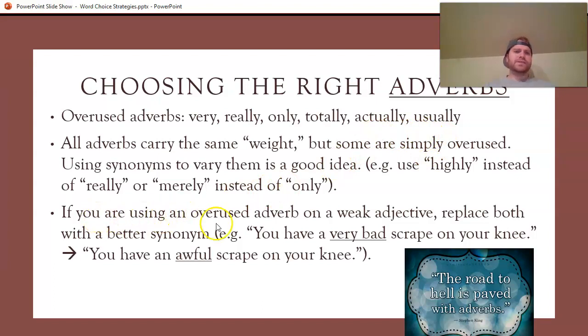Something to think about too. Let's say you're using an overused adverb on a weak adjective at the same time. One strategy to try is to replace both with a better synonym. So let's say your sentence says, you have a very bad scrape on your knee. This is a double whammy. Bad is a 5-cent adjective, and very is an overused adverb. But I can replace very bad with one word, right? You have an awful scrape on your knee. You have a terrible scrape on your knee. You have an ugly scrape on your knee. Let's use just a better adjective in general so we can get rid of the overused adverb at the same time.